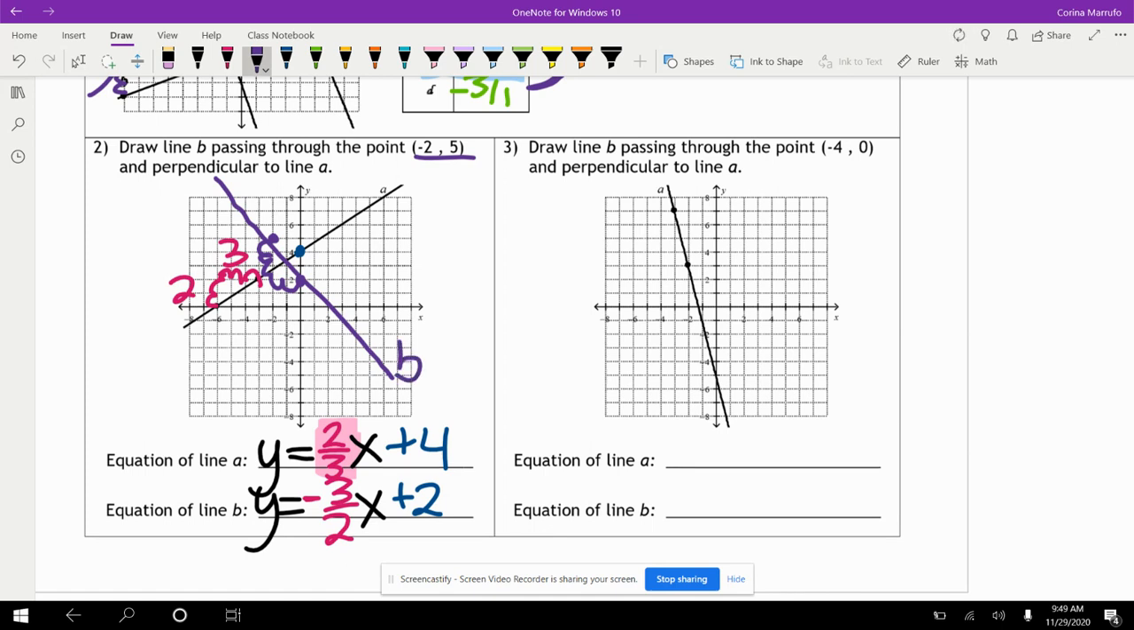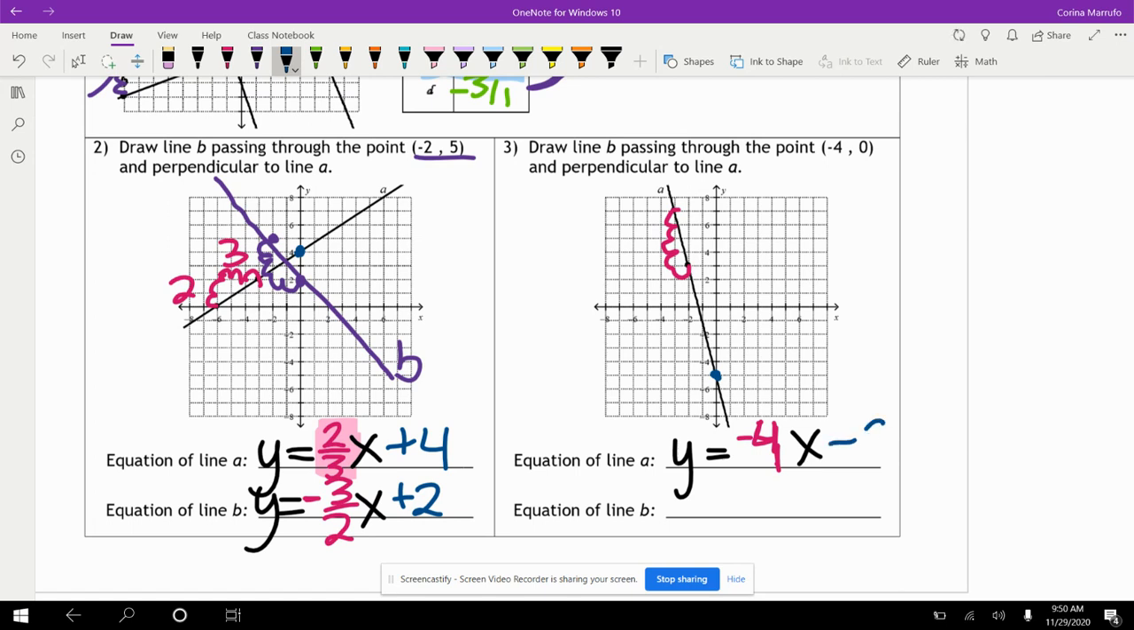All right, the next example, it says draw line B passing through the point -4, 0, and perpendicular to line A. So we're going to figure out the slope for line A. It goes down 1, 2, 3, 4, and to the right 1. So here we're going to do y equals, our slope here is -4 over 1. But remember, -4 divided by 1 is just -4. So I'm just going to write it as -4, and then x. And our y-intercept for this one is -5.